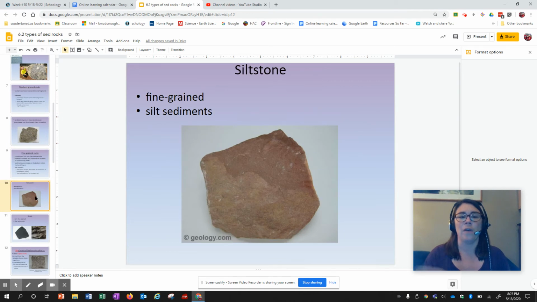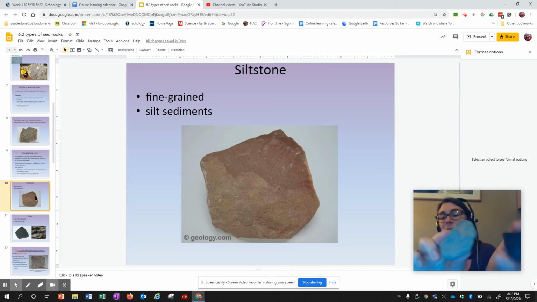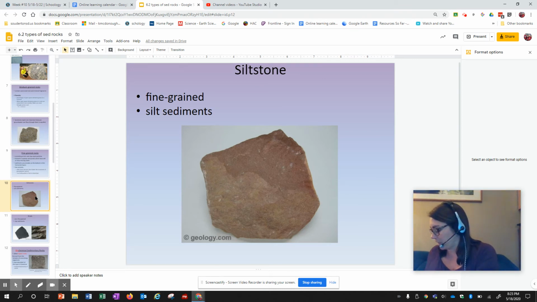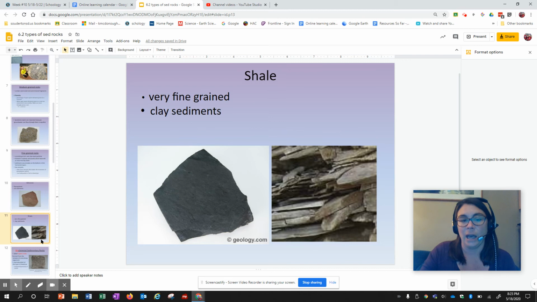So our fine grain sediment is siltstone, and there it goes. Siltstone is made out of silt. Now it's very hard to tell the difference. So this is siltstone and shale. I really should just find you guys other rock videos, sorry. And so siltstone is fine grain because it's made up of silt. Shale is made up of clay. Pennsylvania has a ton of clay. If you go out and dig in your backyard, you probably have a lot of clay in the soil.